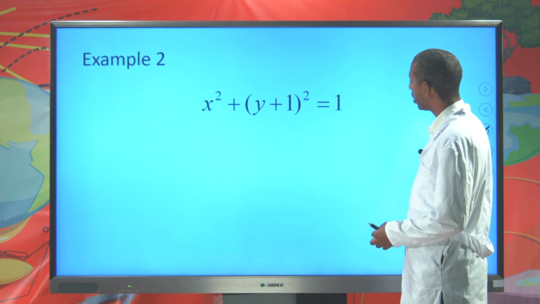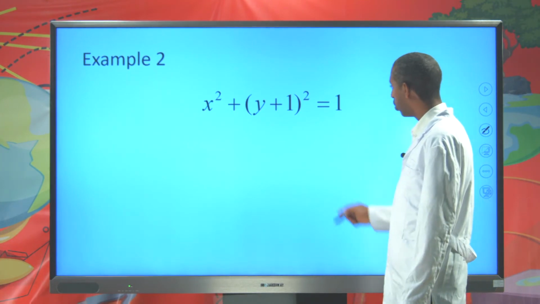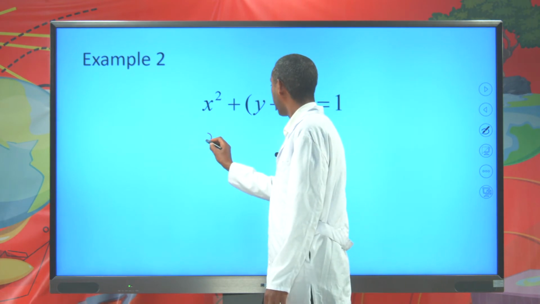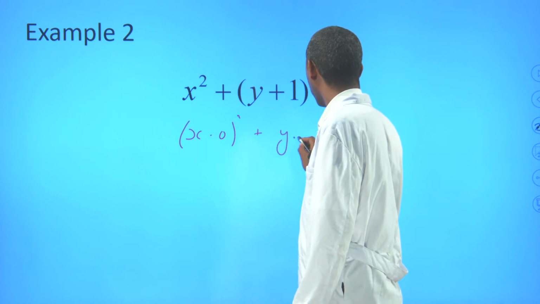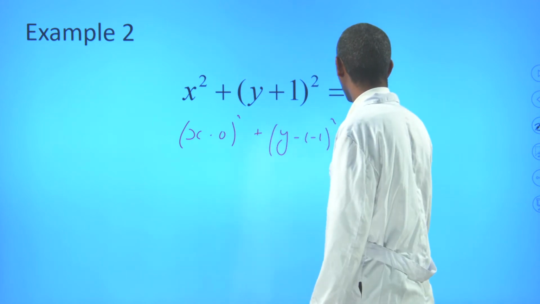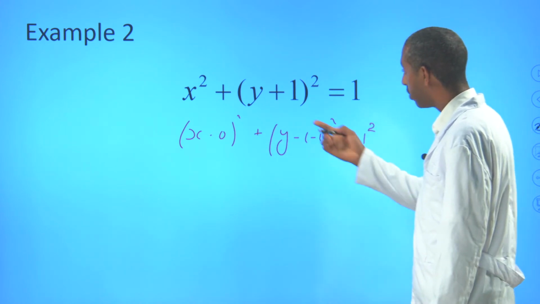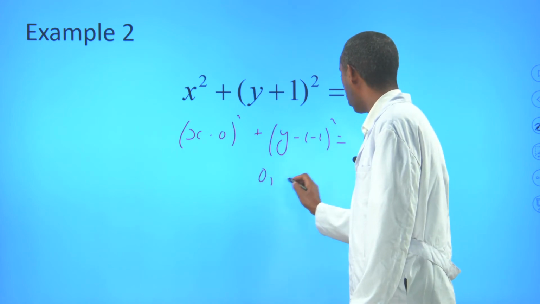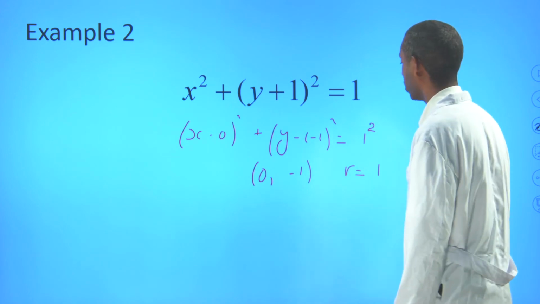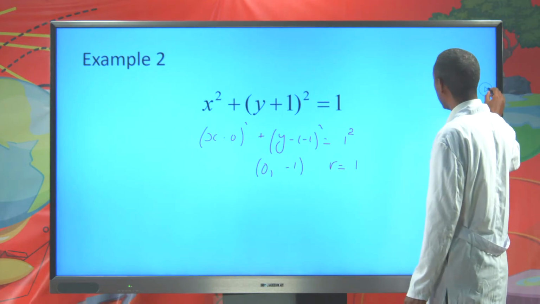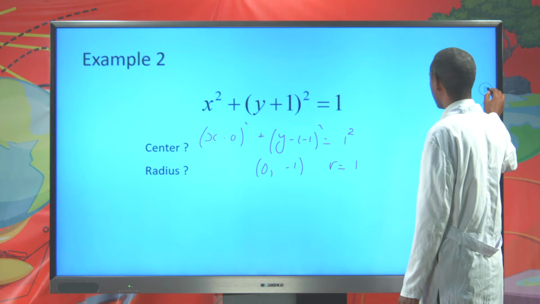So let's see example 2. This is given to us. We are required to find the center and also the radius. So we may rewrite this as (x - 0)² + (y - 1)² = 1². 1 square is just 1. So the center of this circle would be (0, -1), and the radius would be positive 1.